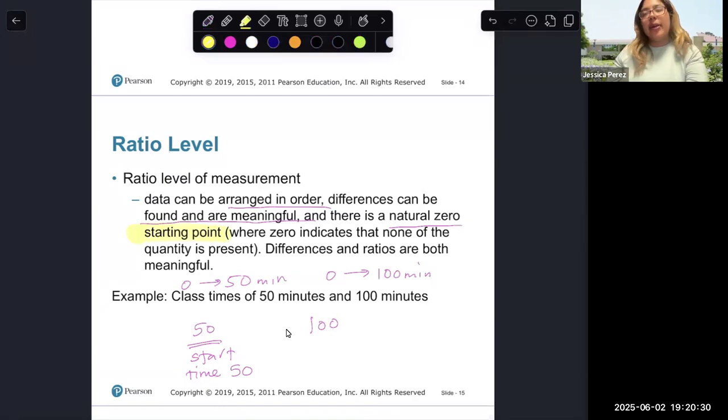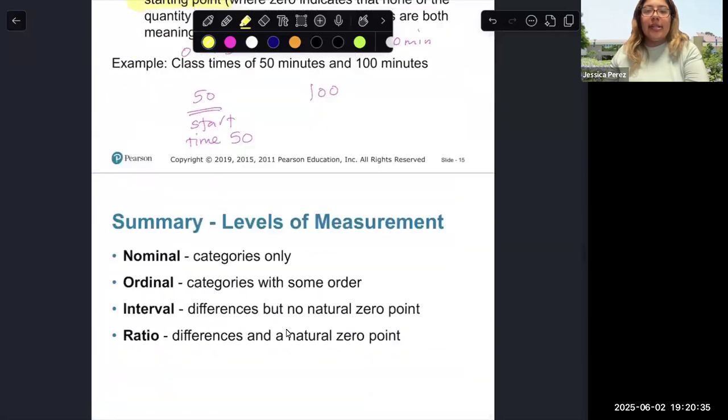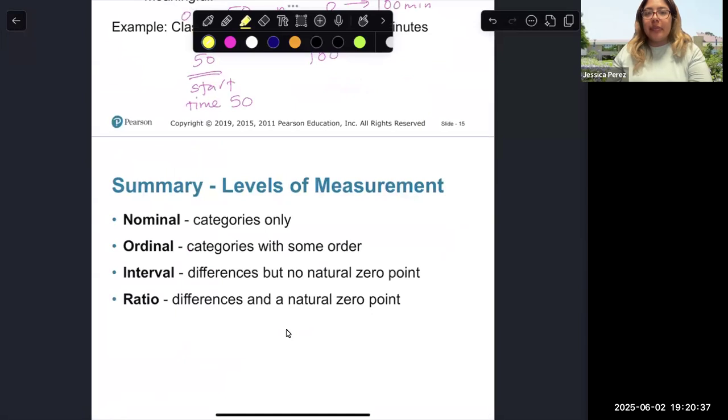That is the key of a ratio level. It has a starting point. Now let's look at the summary of levels of measurements that we just saw. The nominal are categories only. Ordinal, categories with some order. Interval, differences but not a natural zero. Ratio, differences and a natural zero. So the most intense level of a measurement is the ratio because it contains differences and a natural zero point. So it has a zero, it has a starting point, and there's differences.